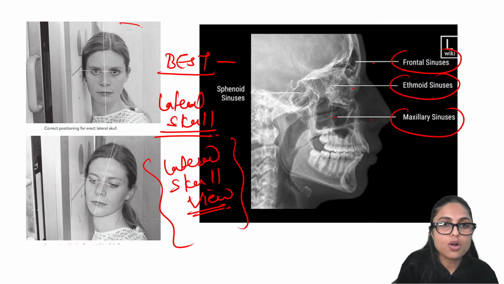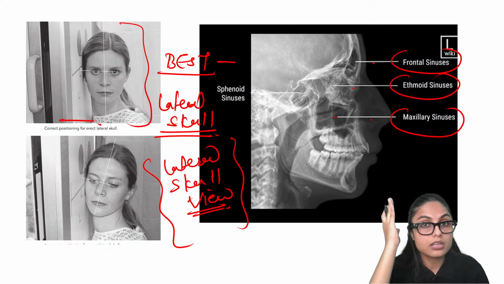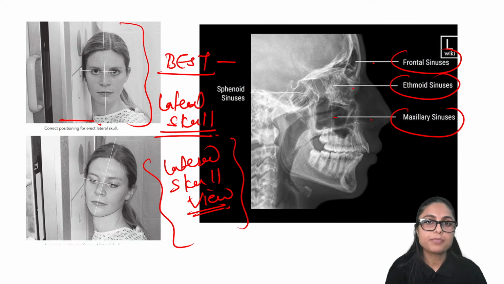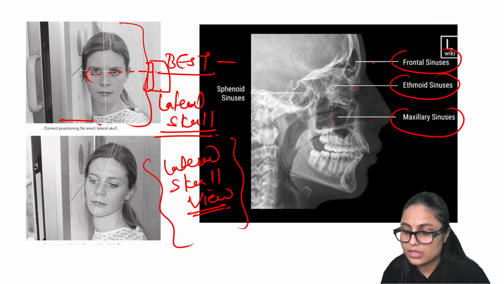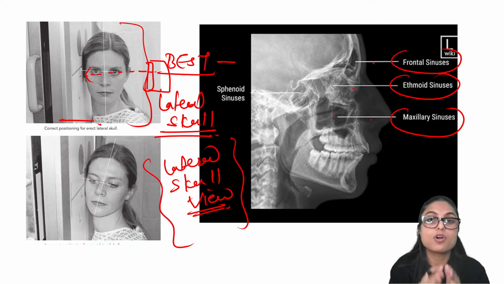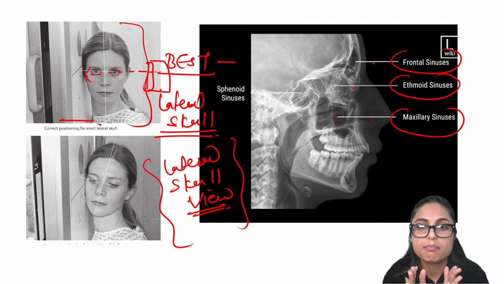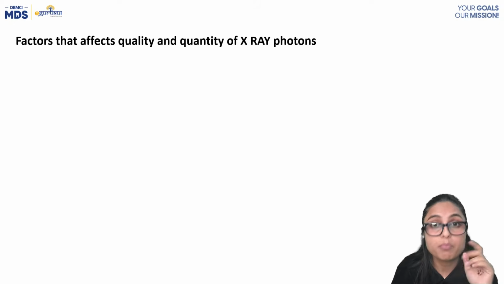For the positioning, the patient has to touch one side of the skull to the film or the cassette, and then the X-ray source or X-ray beam is positioned like this. So this gives us the best view for viewing all the paranasal sinuses. This was one of the important questions.